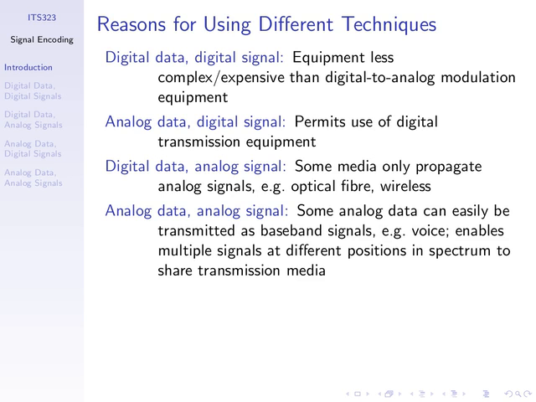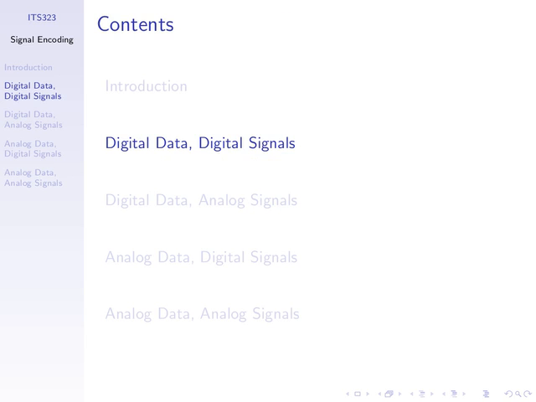And of course, in some cases, we have analog data and we transmit it as an analog signal. In the last section of this topic, we'll see the advantages and the issues with that. Let's go through the first case. How do we send digital data as digital signals?